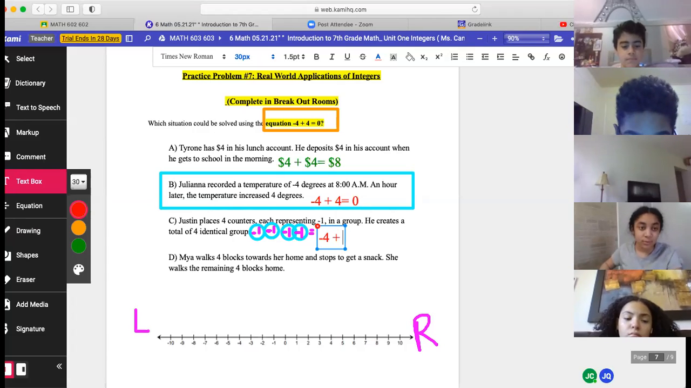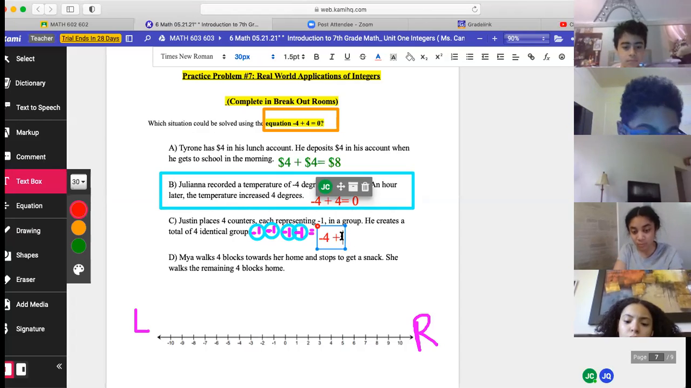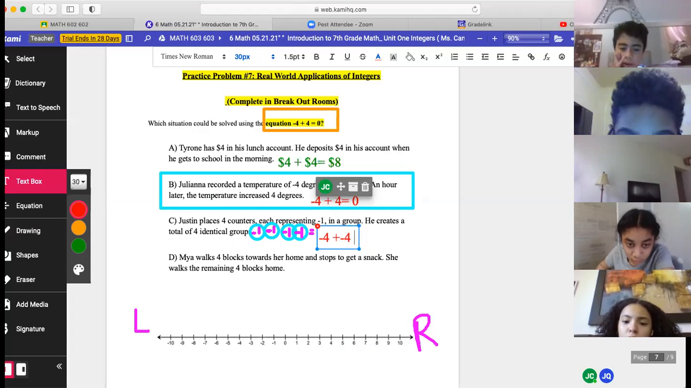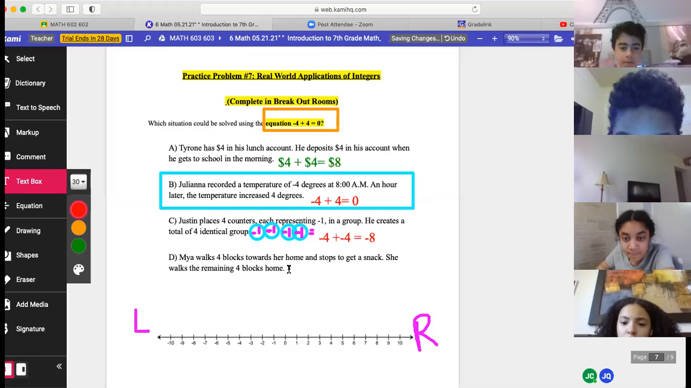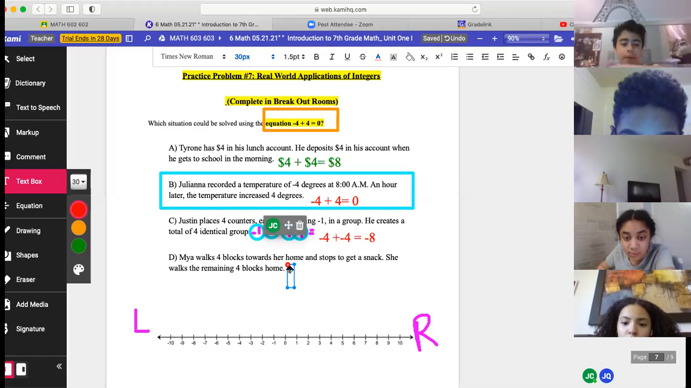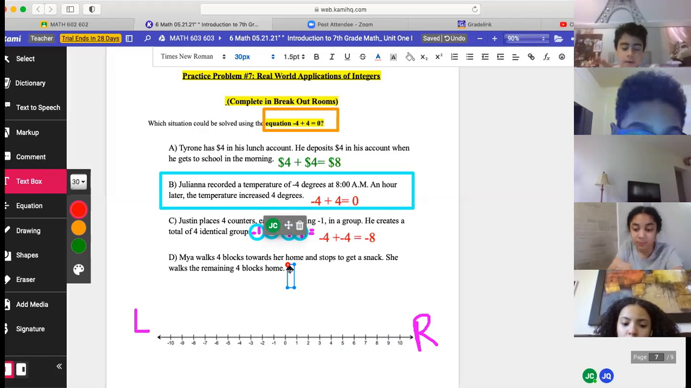So if I have 4 identical groups and each group has -4, I'm going to actually add -4 plus -4, Jean. And what's that? Negative. It will be negative. -8. Okay, -8. So I don't think it can be this one because we're looking for a model that represents 0. The answer is equivalent to 0. So I don't know. We can use that one.